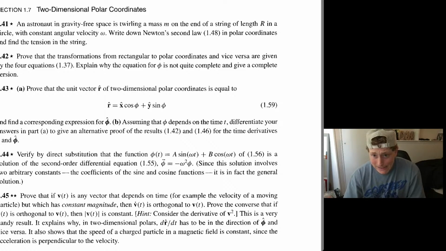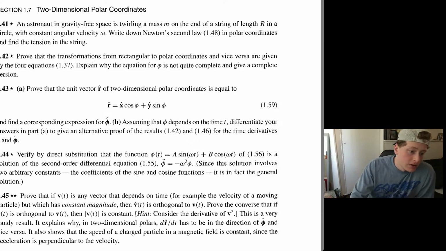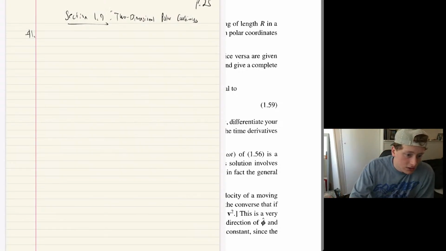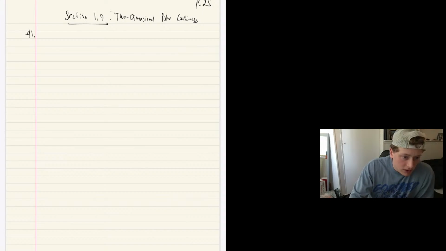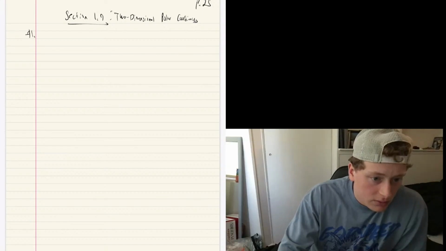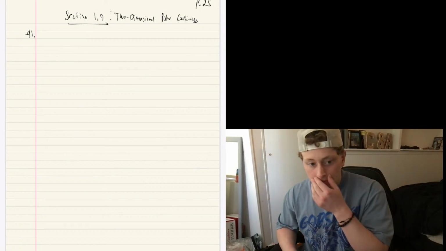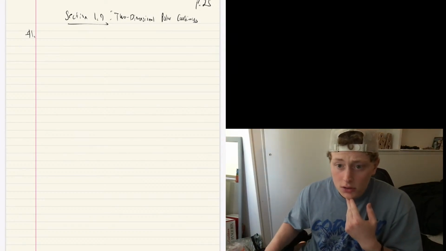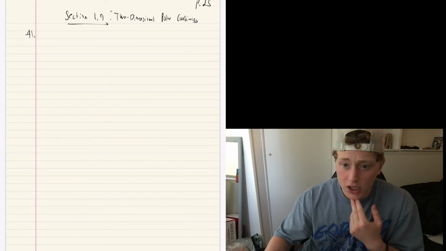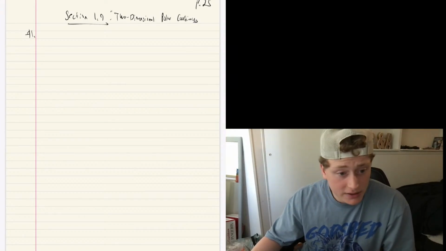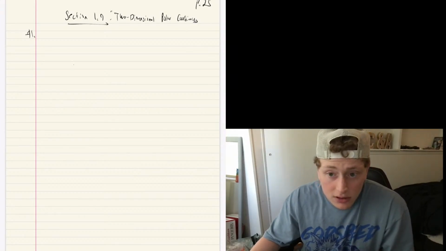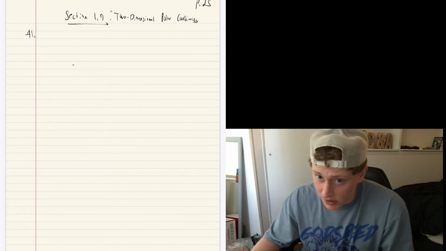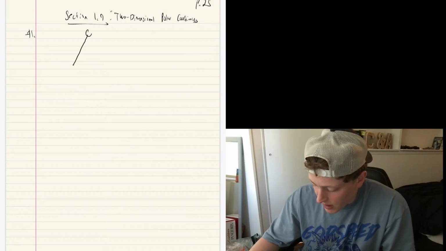Write down Newton's second law. Okay, they give me the formula. Well, let me just write the thing. So we're twirling. Let me switch the screens again. Okay. So we're twirling a mass on a string in gravity-free space. I cannot speak. In space. So we have a mass m.